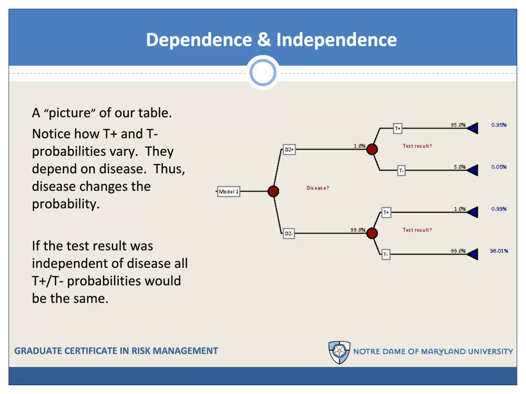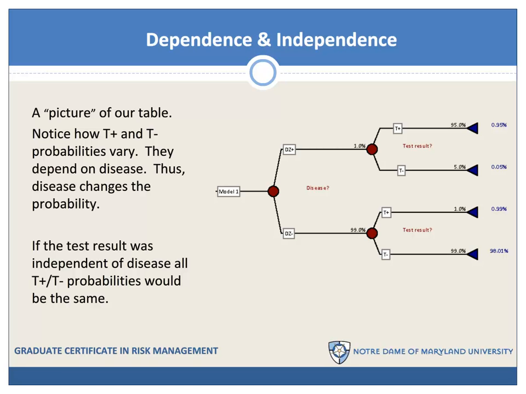Let's reconsider dependence and independence, looking at an event tree such as we have here. This is a picture of our table, and you'll notice that I began with the first node. Circles are called nodes. The lines coming from a circle are branches. Triangles are endpoints. So I began the first node asking the question, does the person have the disease or not? You'll notice the probability of disease is 1%. The probability of no disease is 99%. But here's what I want you to see.